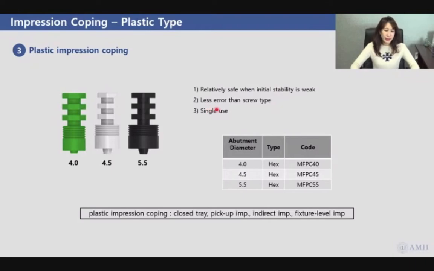And also it makes less error than the screw type, and like I said, it is only for single use. So it works with the closed tray, pick up impression, indirect impression, and also the fixture level. When the impression is removed, the coping stays in the impression material, using the indirect impression technique. Let me show you again.